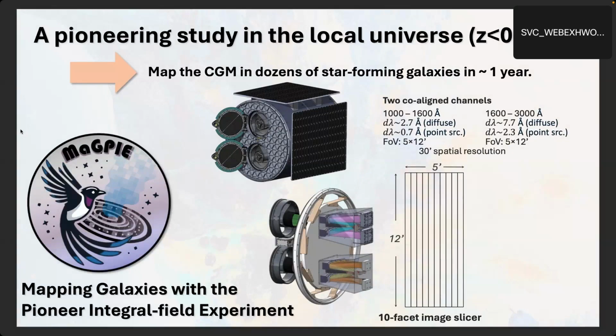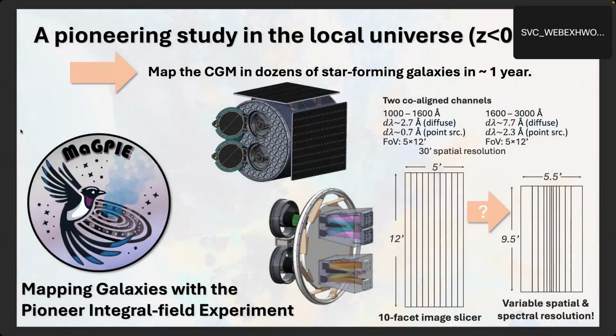Initially, we envisioned this having a slicer with 10 facets that are each 30 arcseconds. But even at the beginning, our team wanted higher spectral resolution to really get a grasp on the kinematics. Especially after the talks I've seen this week, we're really considering a modified design where we have variable width facets to give some higher spatial and spectral resolution, but also some broader slices to really get at the diffuse gas.